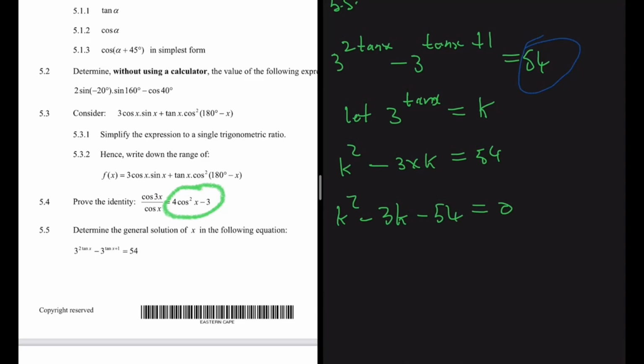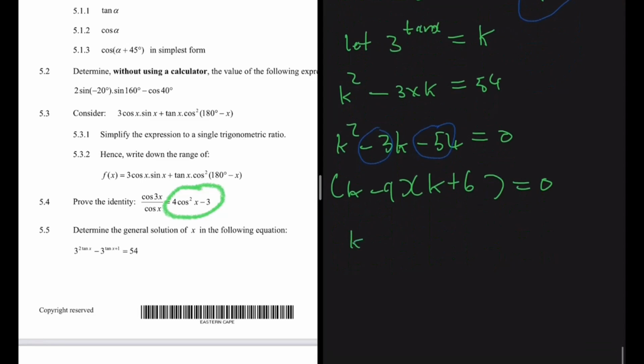So now we can factorize this. So we have k, k is equal to 0. So the question I ask myself when I'm factorizing is: which two numbers do I multiply to get this value here, minus 54, and when I add them I get minus 3, right? Factors of 54 that I can do that with. Those factors are 9 and 6, right? Minus 9 and 6. So we have minus 9 and 6. So k will be equal to 9, or k is equal to minus 6.